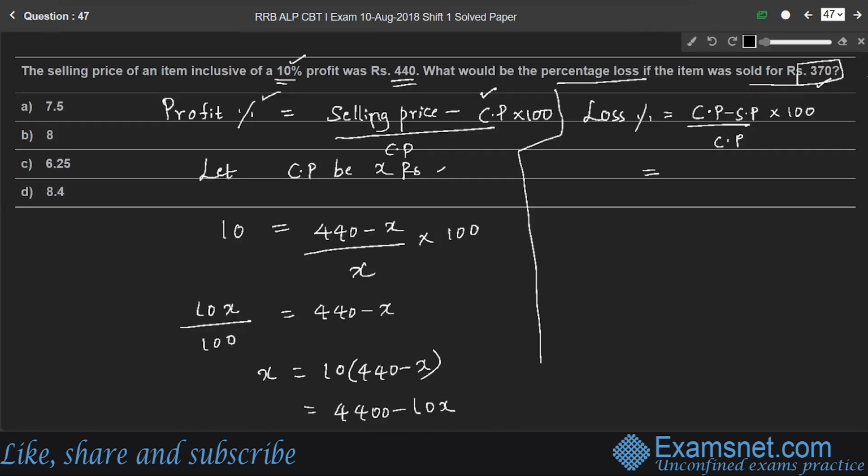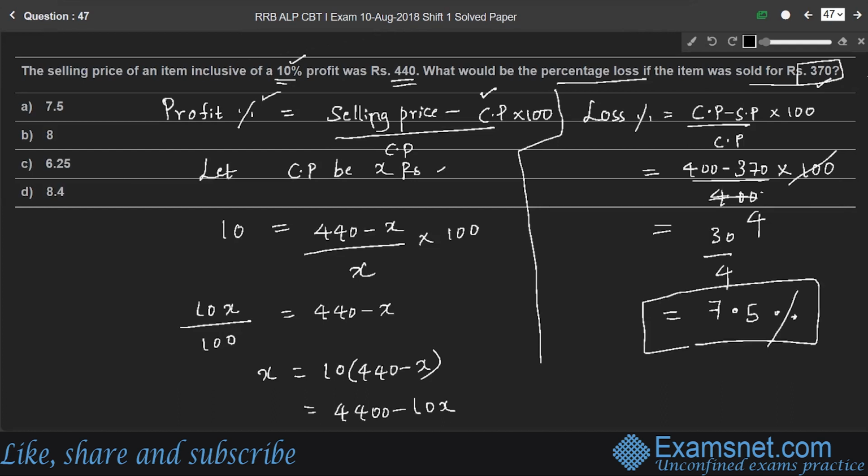Therefore, loss percentage is cost price, how much? 400 rupees minus selling price 370, right, over cost price, into 100. So 100 into 4, right? So loss percentage is 30 by 4, which is equal to 7. 4 into 7 is 28. 7.5. So loss percentage is 7.5%. Option A.